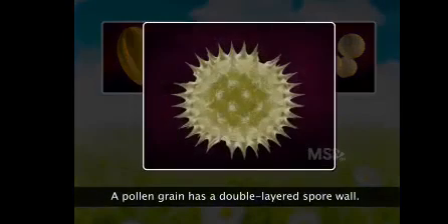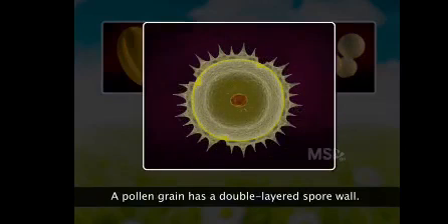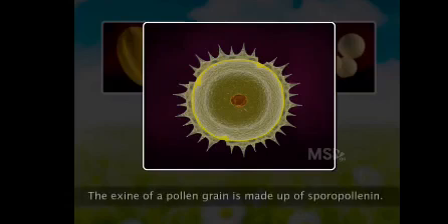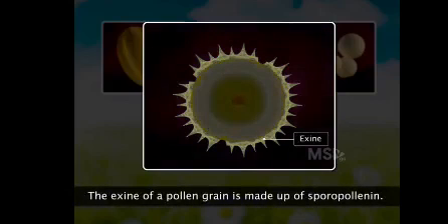A pollen grain shows a tiny mass of protoplast surrounded by a double-layered spore wall. The outer layer of the wall is called the exine. It is made up of sporopollenin, which is one of the most resistant biomolecules known in nature. It can withstand high temperatures and enzyme degradation.